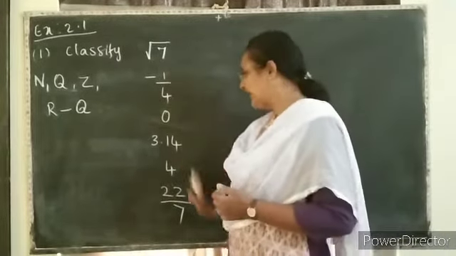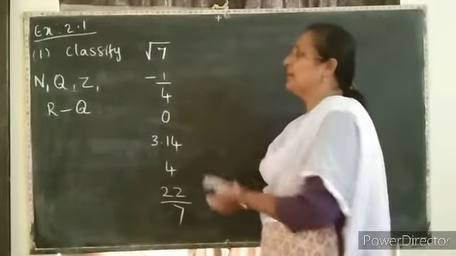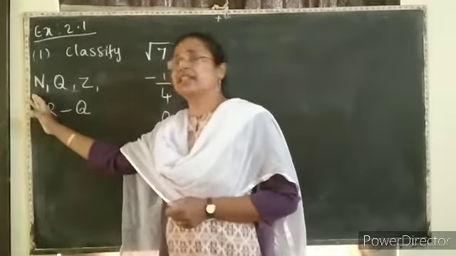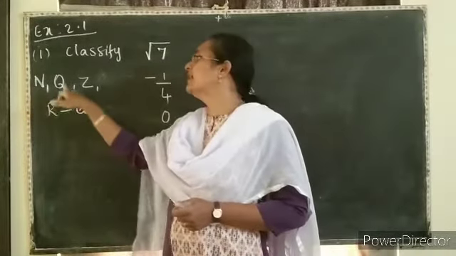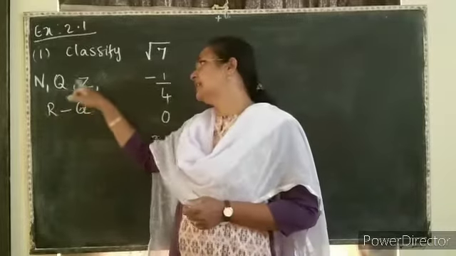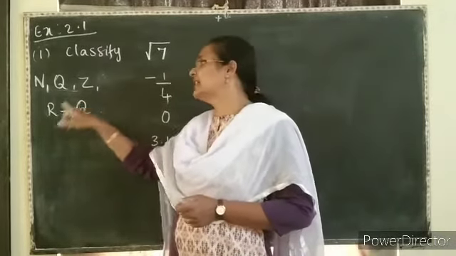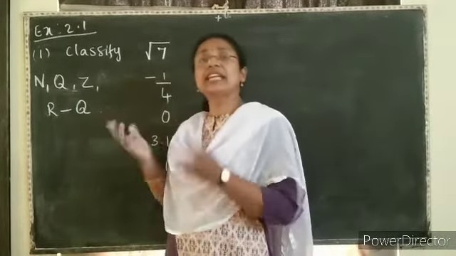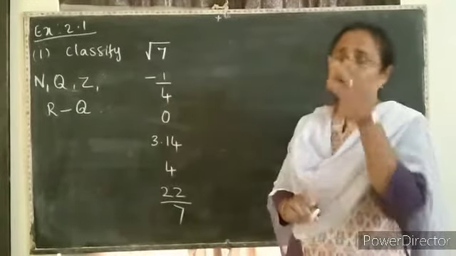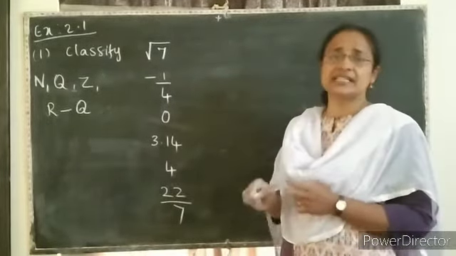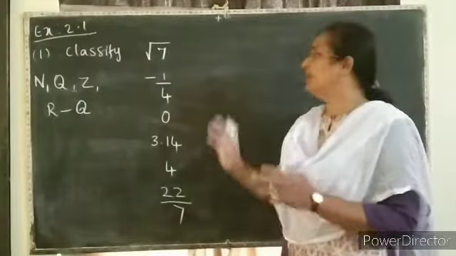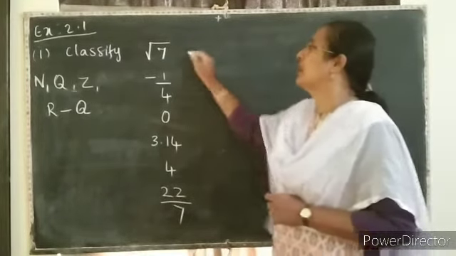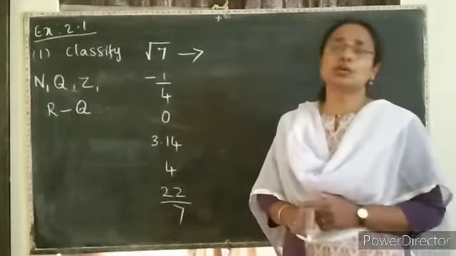Okay. Now we have to classify them and we have to name them whether it belongs to a natural number. N stands for the natural number, Q stands for the rational number, Z stands for the integer and R minus Q stands for the irrational number. Is it clear for you? Okay. So one by one we are going to discuss and we are going to classify them in which these numbers belong to.